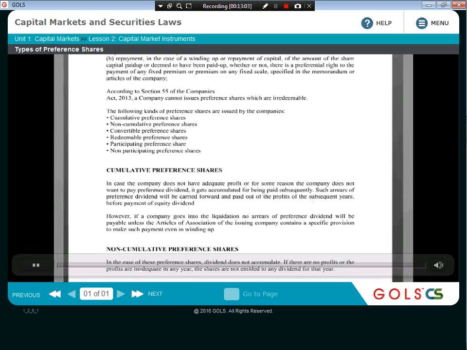That is called cumulative preference shares. So the arrears are carried forward and paid out of profits of the subsequent year before payment of equity dividend. So in that case, they get a preference. Before your equity dividend is paid, you have to pay your preference dividend.